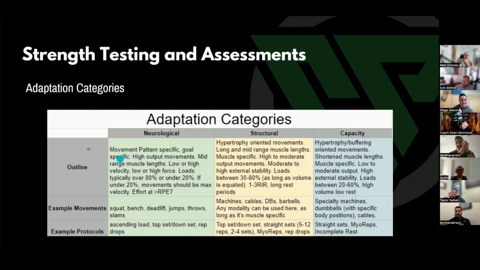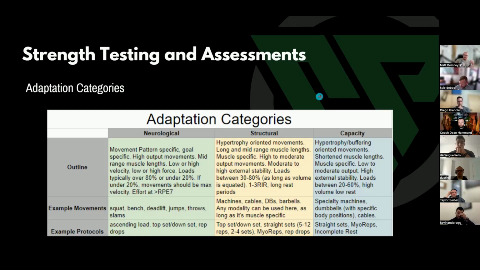Okay, but looking at these, the reason why I like to do it more like this is because you can use specialty machines, dumbbells, and all sorts of cables, but all of these things will work within each individual category depending on what your goal is for each one. So it's more about making the volume prescription that you write out fit the individual adaptation that you're looking at training more than anything else.